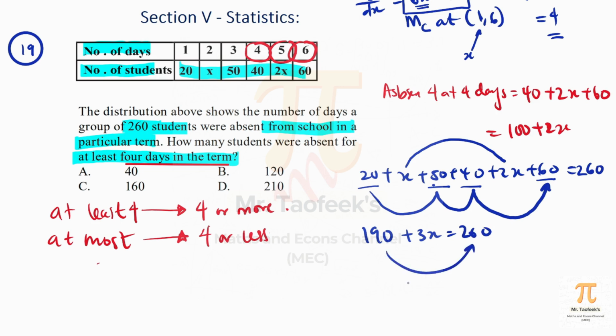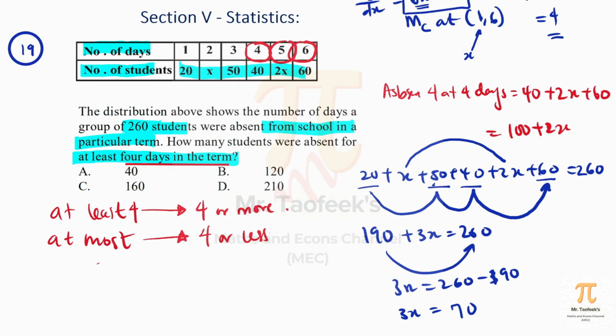Collect items, move 190 to the other side. So we have 3x is equal to 260 take away 190. That will be 70. Right? So 70 divided by 3, that's going to give us a decimal. Is there a mistake somewhere?